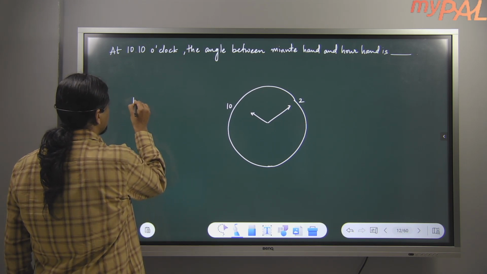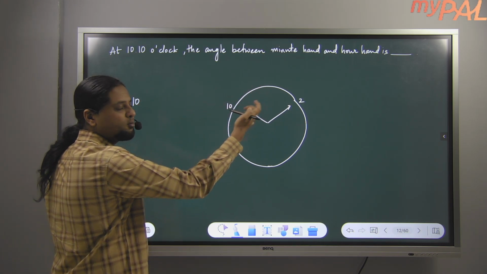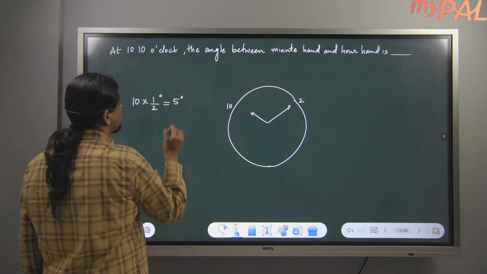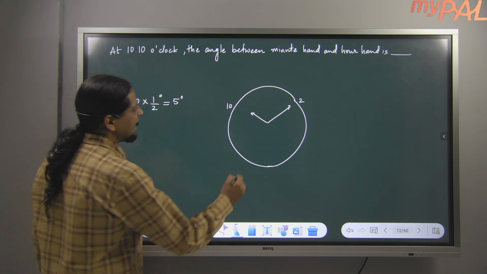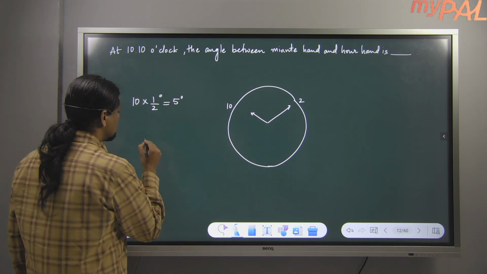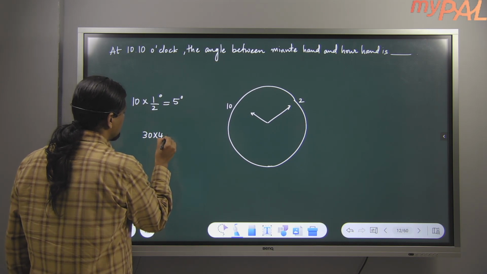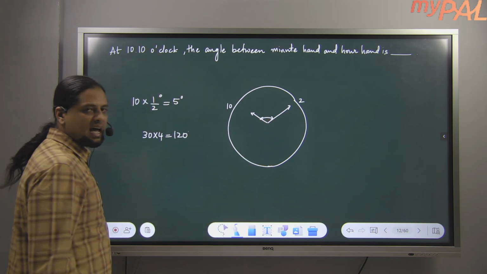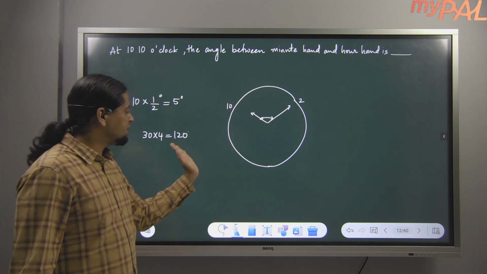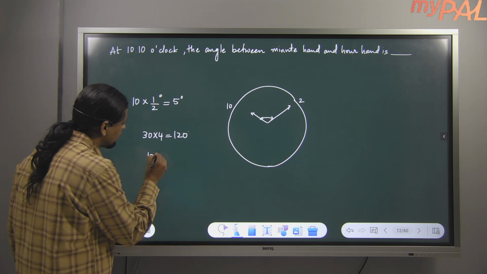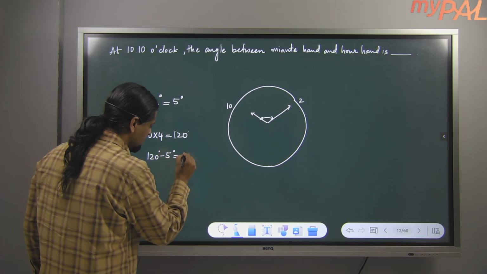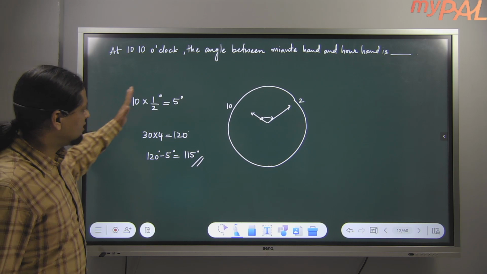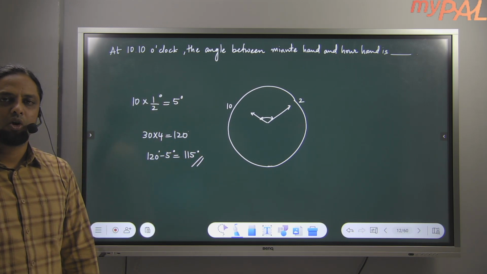So in 10 minutes, how much would the hour hand have moved? For every minute the hour hand moves by half a degree, so for 10 minutes it moves ahead by 5 degrees. Now what is the angle from 10 to 2? The difference is 4, so it's 30 into 4, which is 120 degrees. But it has moved 5 degrees ahead, which means I need to subtract 5 degrees from this. 120 minus 5 gives me 115 degrees. They give different options to confuse you. So with this concept you can do any kind of clock problem.